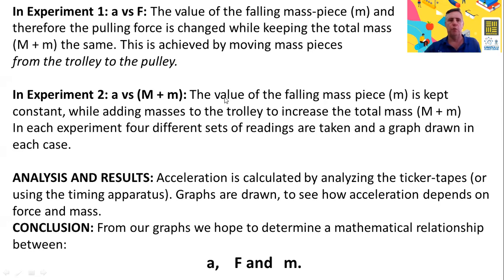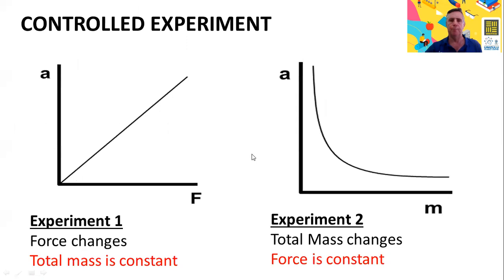As we've said, we will do two experiments. First one, acceleration versus force. The second one, acceleration versus total mass. We're going to analyze the result and draw two graphs. And from our graphs, we hope to determine a mathematical relationship between acceleration, force, and mass. In many ways, we will be repeating what Isaac Newton did to come up with the equation F equals ma.